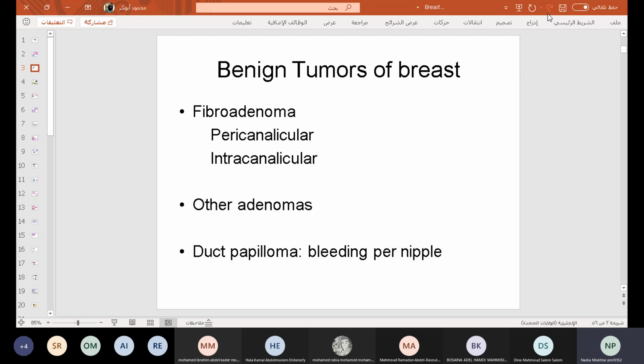What are the subtypes? Fibroadenoma is the first benign tumor, and its subtypes are called the pericanalicular and the intracanalicular. بعد كده هناخد duct papilloma وهنعرف الفرق ما بين ده وده وازاي ايه الريسك بتاع كل تيومر فيهم. يبقى نبتدي بالفايبروادينوما.